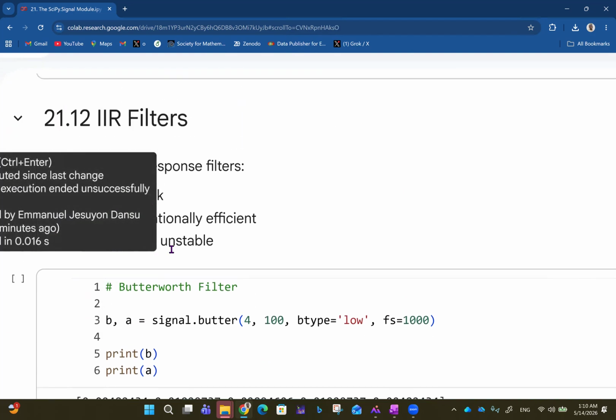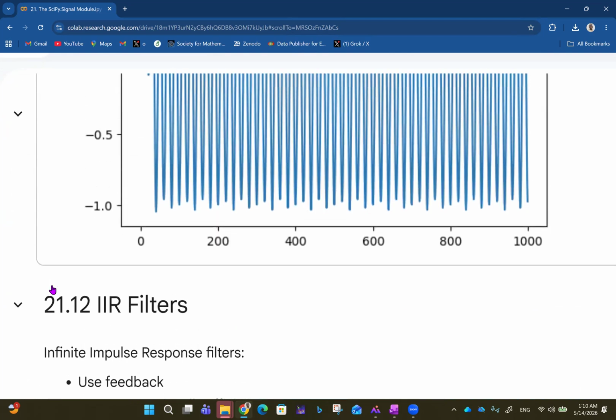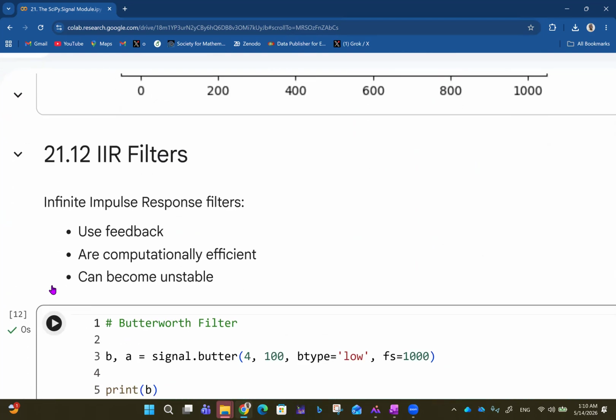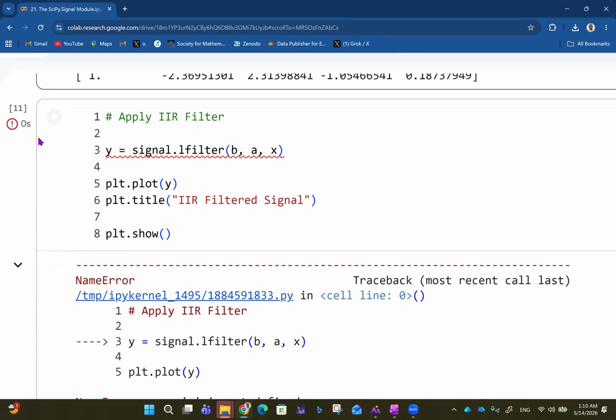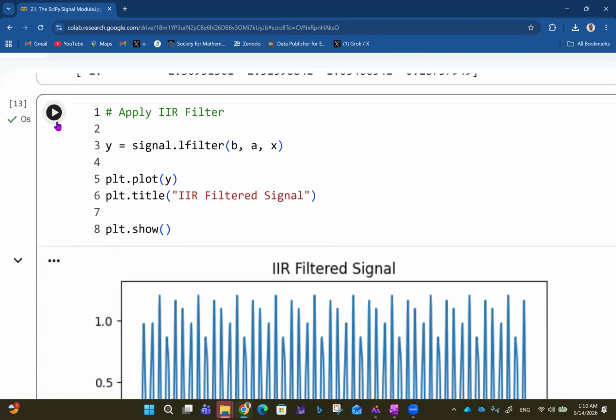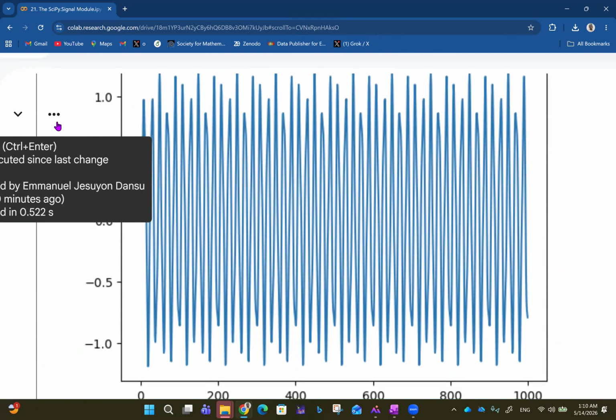I think I've missed a stage. Okay, this has been run. Then this is the next one. Yeah, before we come to apply the IIR filter, which is okay now. So you now have the IIR filter this way.